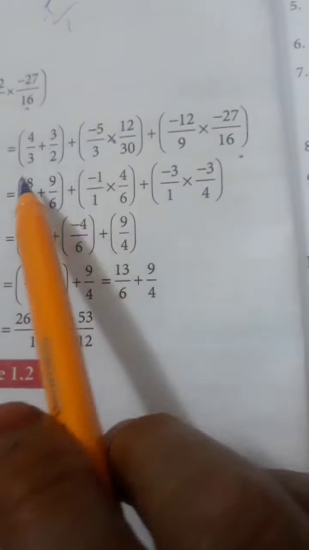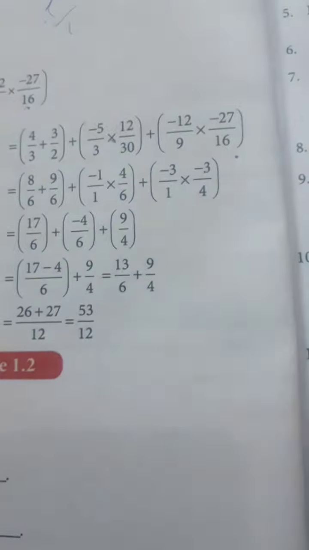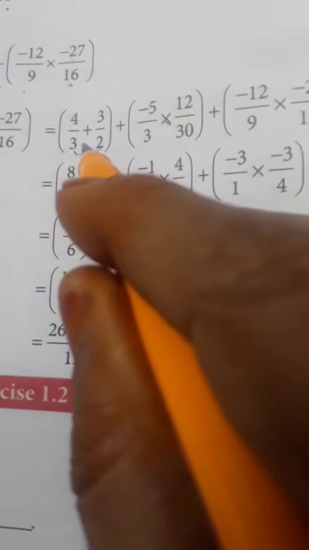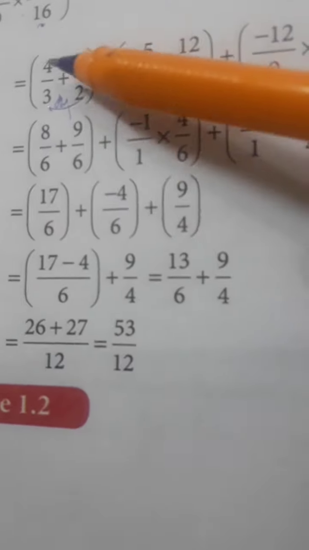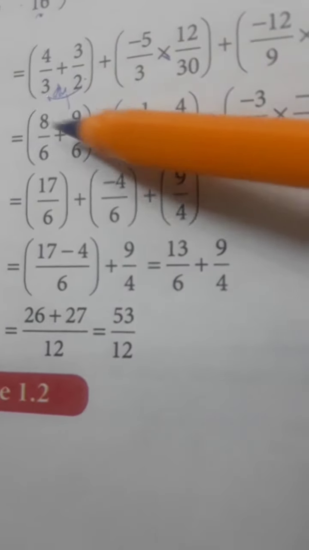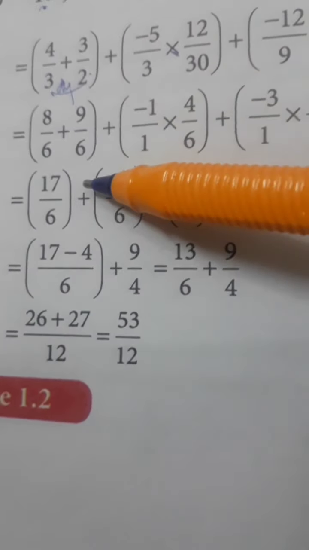Next step is equal to, write correctly. Now two numbers are also different. Take the LCM, do the cross multiplication. These two are also different. Take the cross multiplication. 3 2s are 6. 4 2s are 8. 3 3s are 9. 8 by 6 plus 9 by 6.